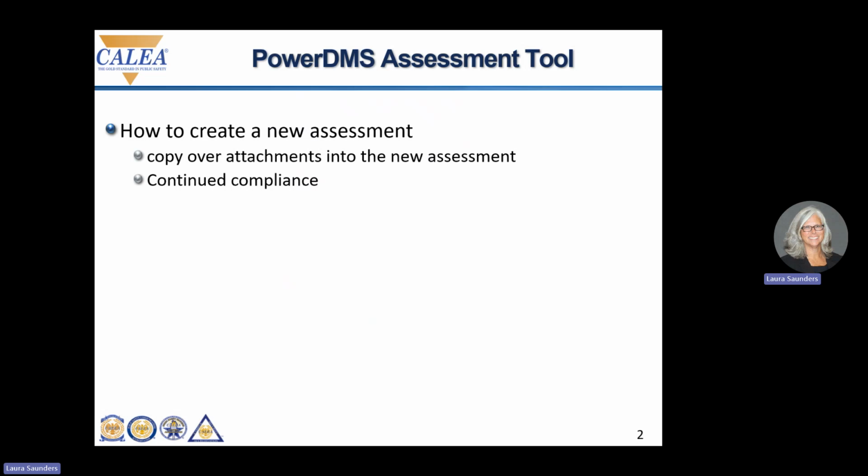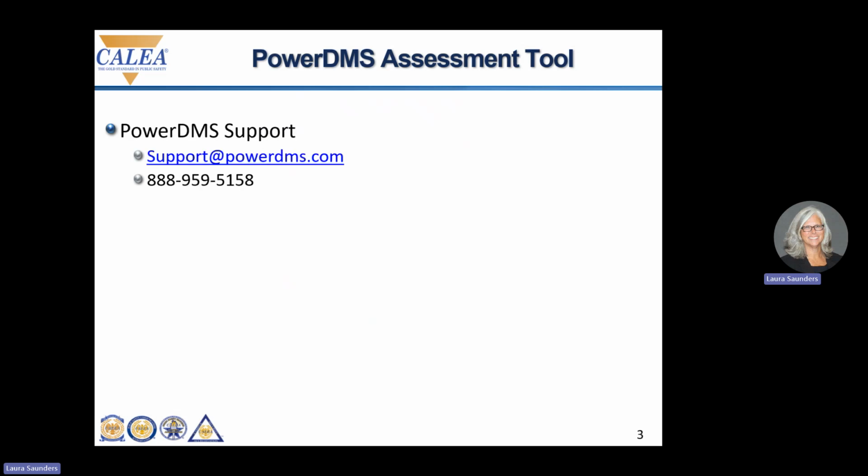is continuous compliance. We want you to either have or build up to 4 years of history and always maintain a 4-year look back. That's what the CALIA Compliance Services members are going to be looking for, that you always have 4 years of documentation. If you have questions on how to create this new assessment, how to copy your attachments over, please feel free to reach out to Power DMS support.